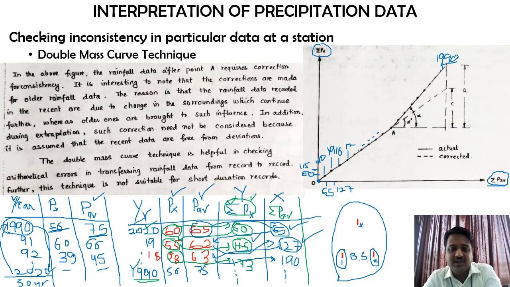Now keeping this in mind, as per the previous slide, that last paragraph what we have discussed, whenever we do such kind of a graph representation, there might be a possibility that at one particular year there may be a change in the trend at which the rainfall data has been collected.